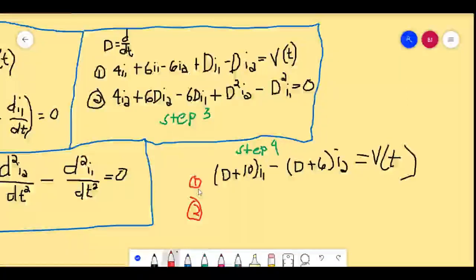This would be our equation 2, same thing. I have one I1, no, I have 2 I1s here. I could put in the negative 1 here. So negative d plus 6 I1.